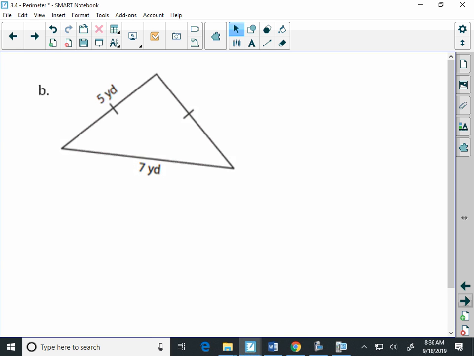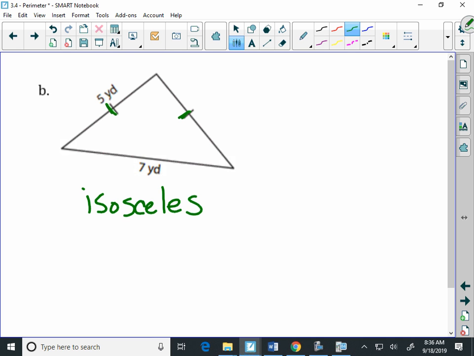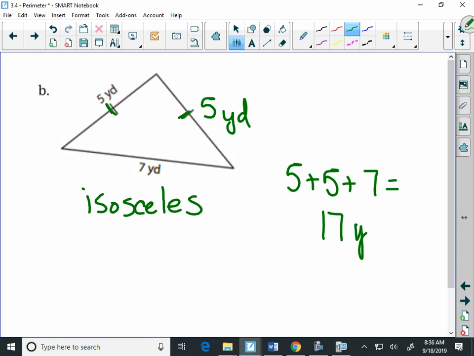We need to be familiar with what kind of triangles we're working with. So we need to go back and look at our marks on our triangle. This triangle is isosceles. And what isosceles means is that we have at least two congruent sides. And our tick marks will tell us here, since to the left is 5 yards, this is going to be 5 yards as well. And then when we want to find our perimeter, we can add 5 plus 5 plus 7. We end up with 17 yards of perimeter.